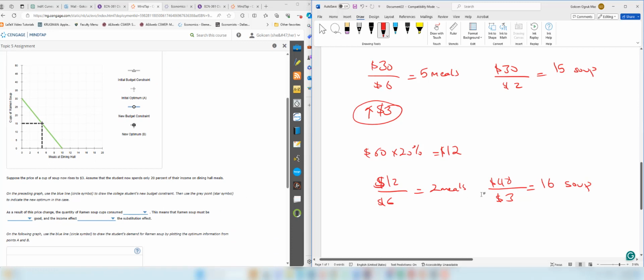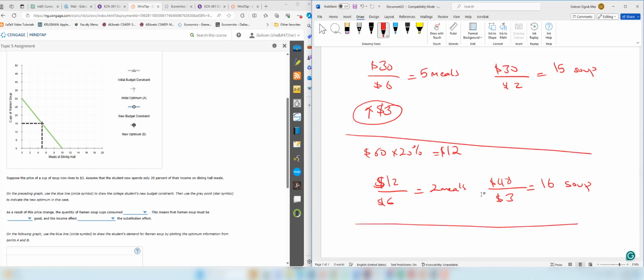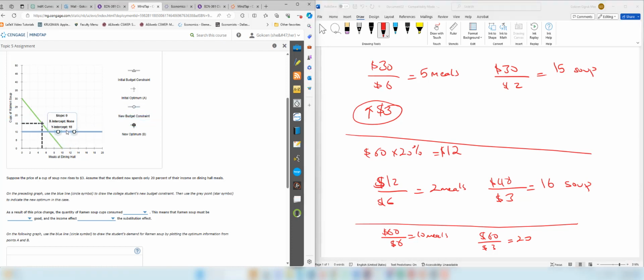On the preceding graph, use the blue line circle symbol to draw the college student's new budget constraint. So in order to draw the new budget constraint, we need to again think that if we have $60 and spend all of it on meals, we have 10 meals. But now for the soup it is different because the soup price is 3, so 20. Let's draw that one. Right, 10 is still the same, but now the soup amount has changed to this. So this is our new budget constraint.